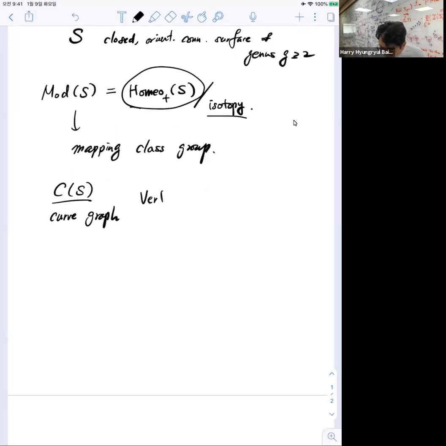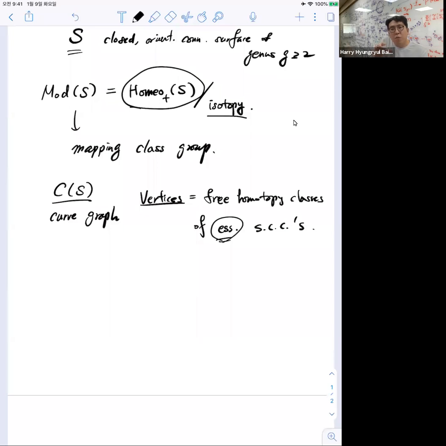The vertices of this graph are just the free homotopy classes of essential simple closed curves. Here, essential, in the case of a closed surface, just means it's homotopically non-trivial. Sometimes we'll also consider the case when S has some punctures. In that case, we're also assuming it's non-peripheral, in the sense that the curve is not homotopic to a puncture. If one of the connected components of the complement of the simple closed curve is either a disk or a once punctured disk, we call it non-essential. So essential means it's not the case.